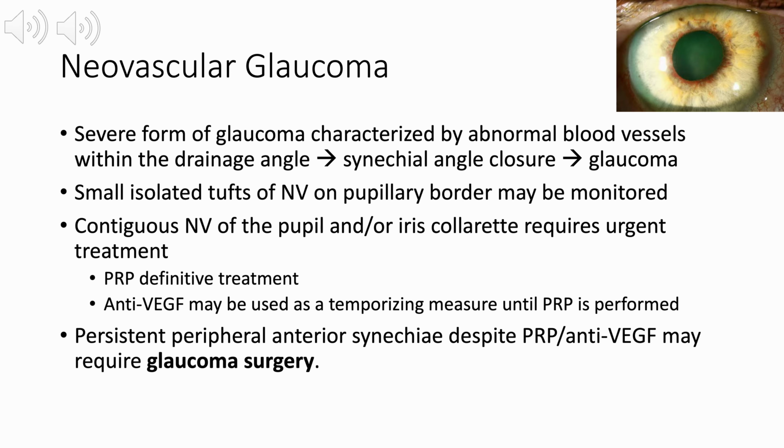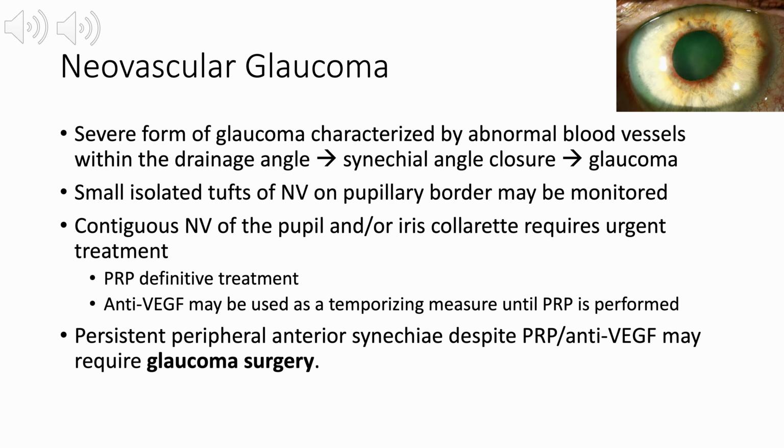Anti-VEGF therapy may be used as a temporizing measure until PRP can be performed, consistent with what we said earlier about anti-VEGF providing rapid but less durable control. Finally, persistent peripheral anterior synechiae despite PRP and anti-VEGF may require glaucoma surgery because once the angle is permanently scarred closed, removing the neovascular stimulus cannot reopen it.